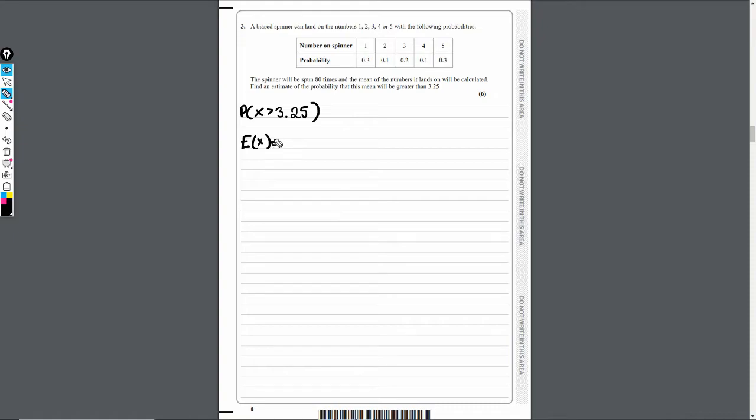Well, E of x is going to be the sum of these multiplied together. So 1 times 0.3 plus 2 times 0.1 plus 3 times 0.2 and so on. It's the summation of these. So if we do that in a bracket, it's going to be 1 times 0.3, so I'll just write 0.3, plus 2 times 0.1, plus 3 times 0.2, plus 4 times 0.1, and finally 5 times 0.3.